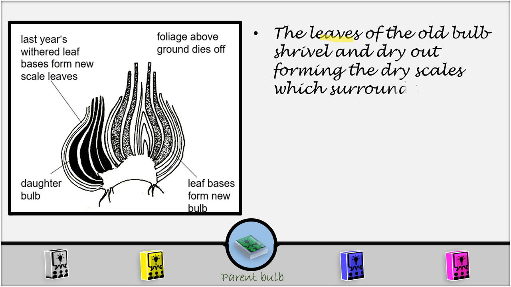The leaves in the older bulb shrivel and dry out, forming dry scales which surround the daughter bulbs. So we have these leaves of the old bulb. They will lose their nutrients and food to the new bulbs, and they will start to dry out. And when they dry out, they form the dry scale leaves, which are going to surround the new daughter bulbs.